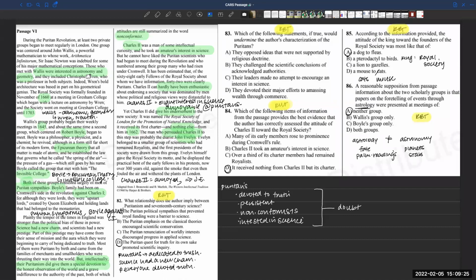Let's go ahead and mark what most students get right and wrong so you guys can figure out where you stand. So let's see. Most people get 82 right. Most people get 83 wrong. Most people get 84 right. Most people get 85 right. And 86 is commonly wrong, simply because of the small difference between astrology and astronomy.